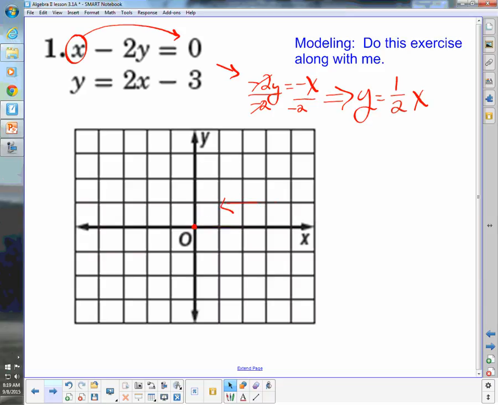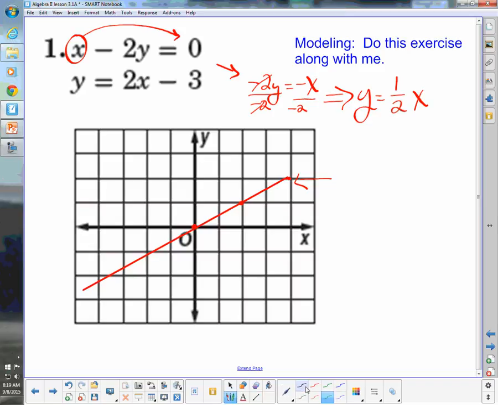I'll put a dot there, and then I'm going to go up 1 and over 2 again. I'll do as many dots as necessary to get the line on this, and then I'll graph my line. It's very important you make your line straight. Don't try to freehand it. Use a straight edge.